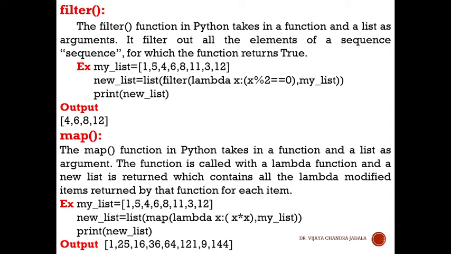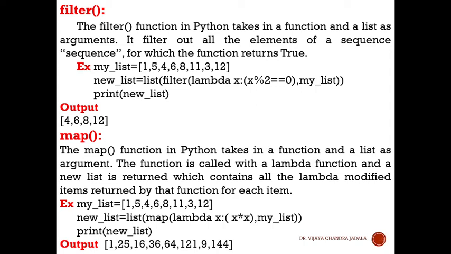So 1 divided by 2, the remainder will be 1. 5 divided by 2, the remainder will be 1. If we divide 4 by 2, the remainder will be 0, so the 4 will be in the new list. Next comes 6. 6 divided by 2, the remainder will be 0, so 6 will be in the new list. Next comes 8. 8 divided by 2, the remainder of 8 will be 0.